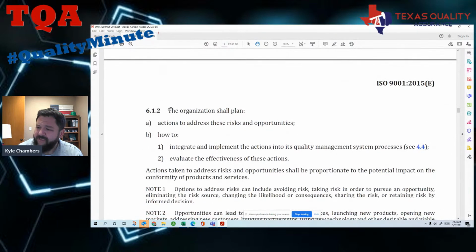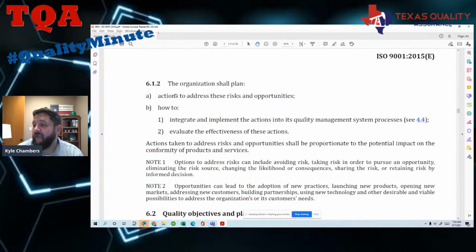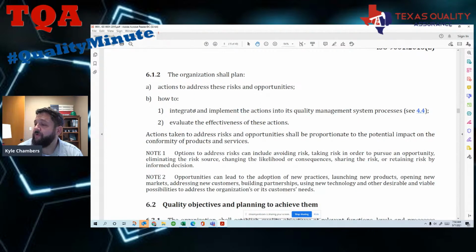Okay. So the organization shall plan actions to address these risks and opportunities. Straightforward. We want to make sure that we integrate and implement the actions into the quality management system processes. This is absolutely key and so often overlooked by organizations when thinking about and planning for risks. So definitely something to get right. We want to evaluate the effectiveness of these actions. And again, this word action is coming up again. So action, very, very key word. We're about to get there.